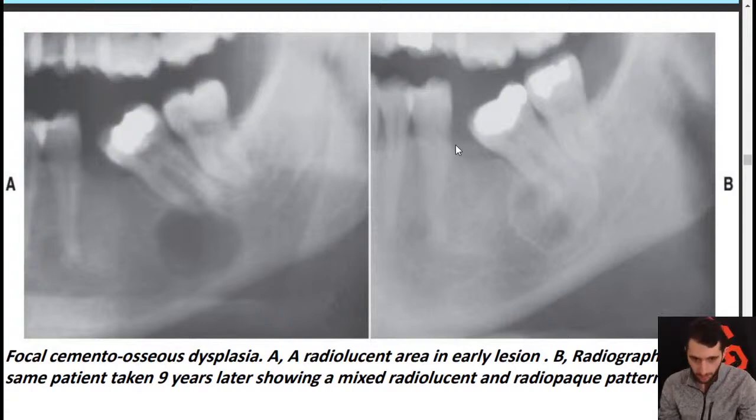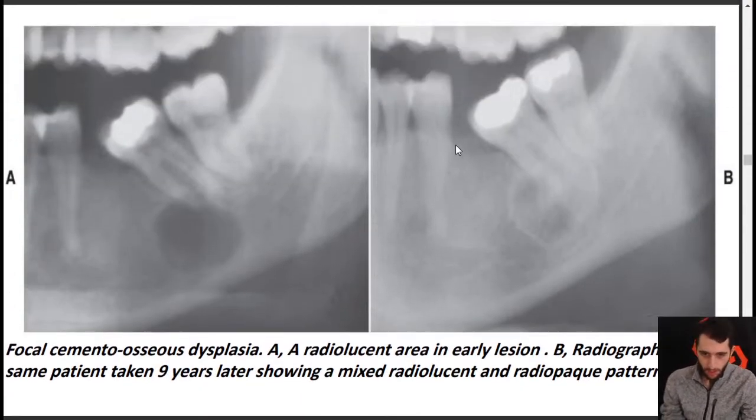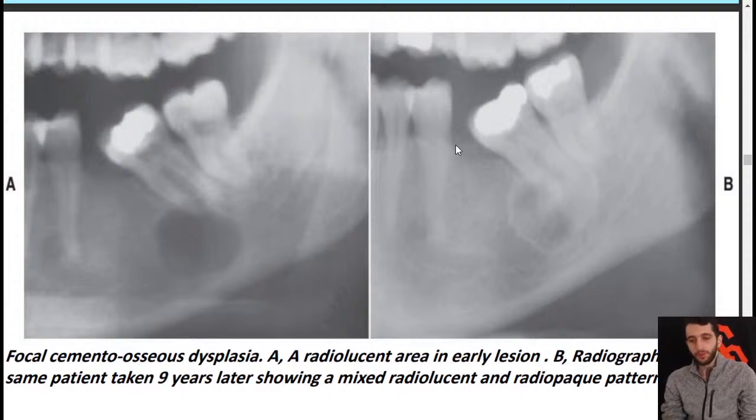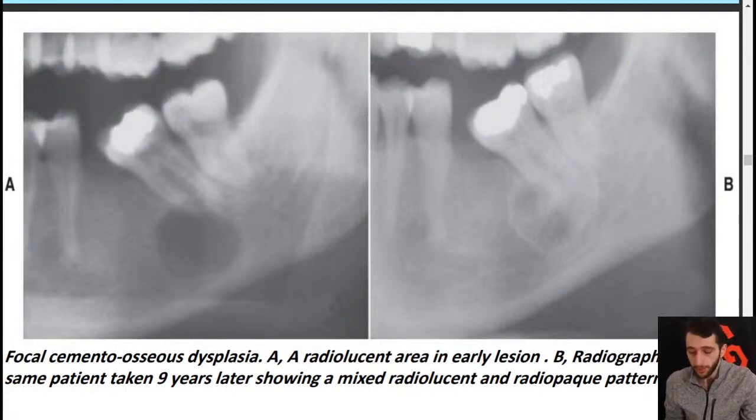Let's start the lecture again. Okay, we'll complete the lecture then. Focal cemento-osseous dysplasia. A very important subject to be studying. Everyone in the world must study it.